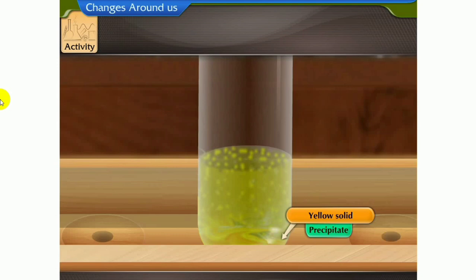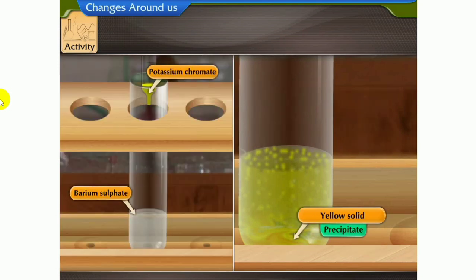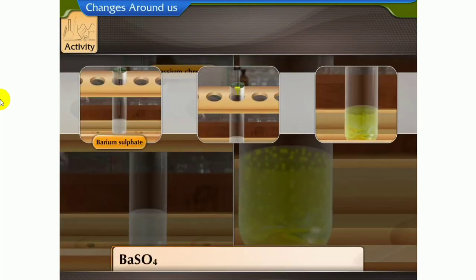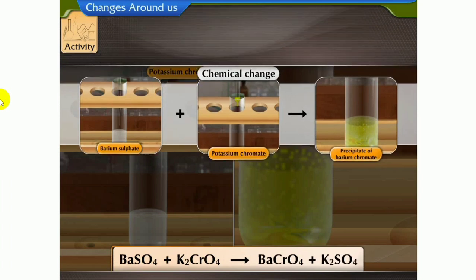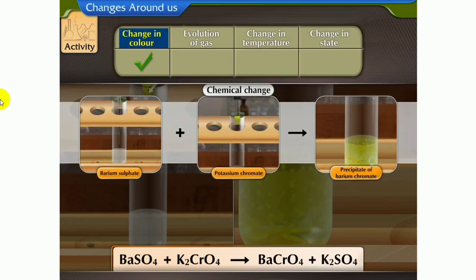There is a change in the state. The original solution was in the liquid state. Now, a solid has separated out from the solution. There is a change in state from liquid to solid. Barium sulfate reacts with potassium chromate to form a yellow-colored precipitate of barium chromate. This is a chemical change. There is a change in color and also change in state. There is neither any gas evolved nor any change in temperature.